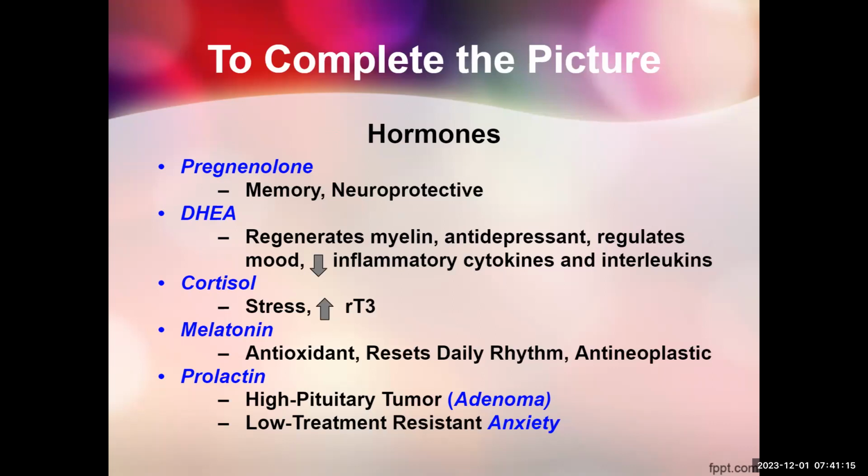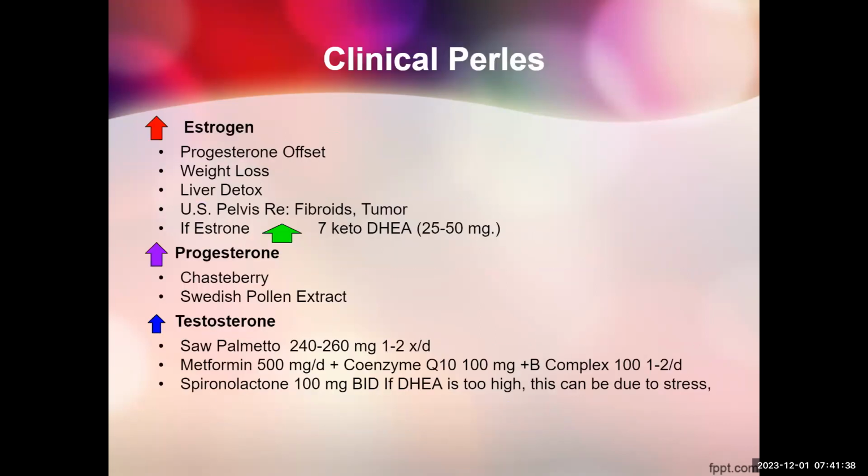And again, the other hormones: pregnenolone is for memory and neuroprotection. DHEA is sort of a mini testosterone. It's an antidepressant. We use the reverse T3 for cortisol. Melatonin resets the daily rhythm. When we dose that, we dose it 2 hours before bedtime. And low prolactin levels are indicative of treatment-resistant anxiety.